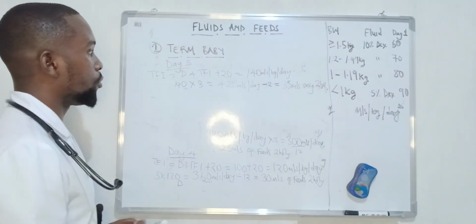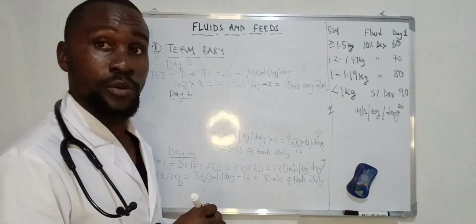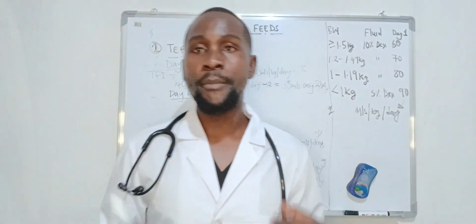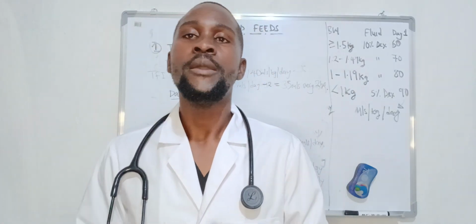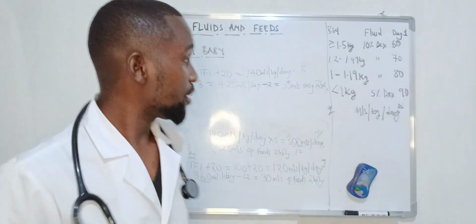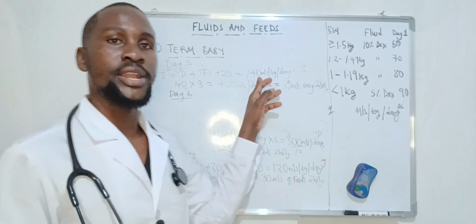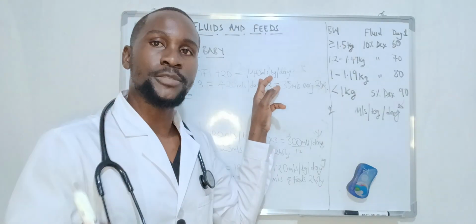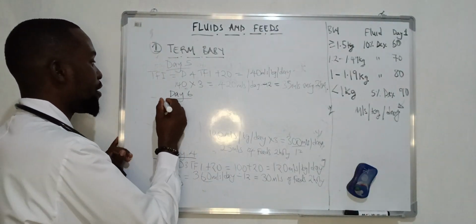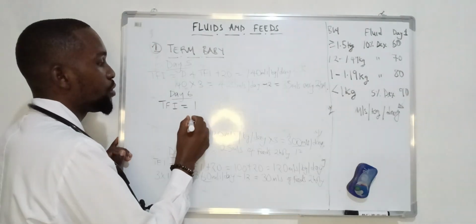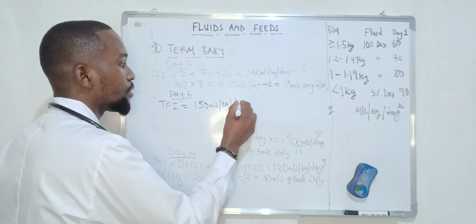What about day 6? Here is where it gets interesting. So remember that in term babies, the maximum amount of TFI that you can give is 150 mils per kg per day. So meaning this child, remember they were at 140. So on day 6, instead of going to 160 when we add the 20, we'll go to the maximum, which is 150. So on our day 6, the TFI of this child is going to be equal to 150 mils per kg per day.